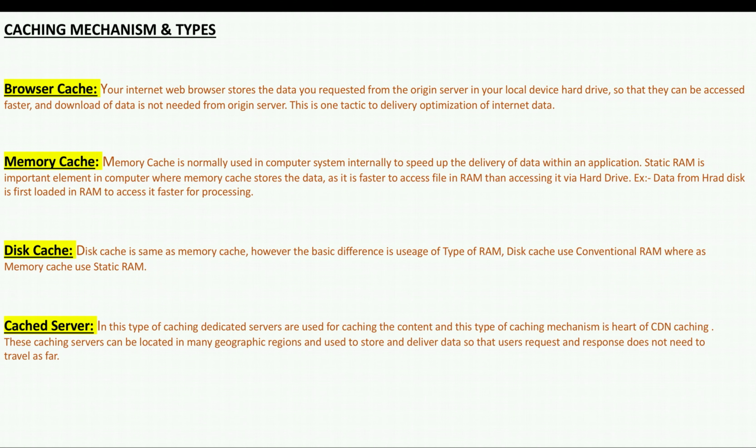Fourth is the cache server. In this type of caching, dedicated servers are used for caching the content, and this type of caching is the main mechanism in the CDN infrastructure. This caching server can be located anywhere, at a different geographical location, and when a user tries to access resources from the website, the content is provided by the cache server. So, as I said earlier, caching is the main feature of the CDN infrastructure.